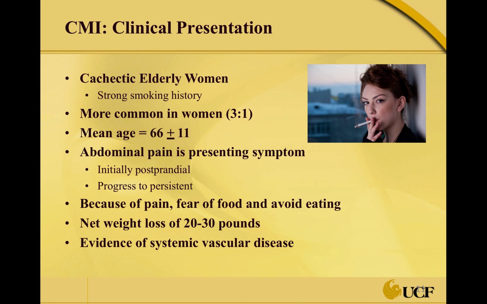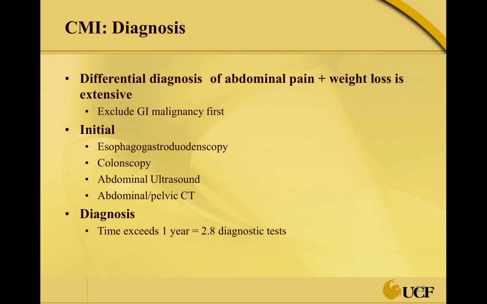Abdominal pain is a presenting symptom, very, very pathognomonic, initially postprandial, and with time it can progress to persistent. Because of pain, these patients have a fear of food and they basically avoid eating. So it sort of fits the habitus, right? Someone very cachectic with a net weight loss of 20 to 30 pounds. There is usually evidence of systemic vascular disease, which can also be attributed to the smoking.